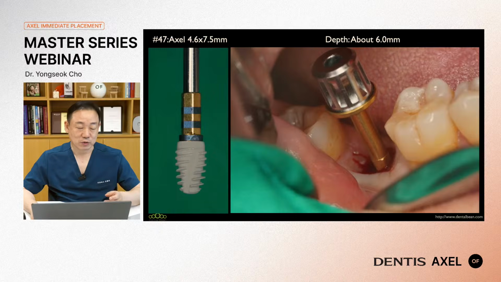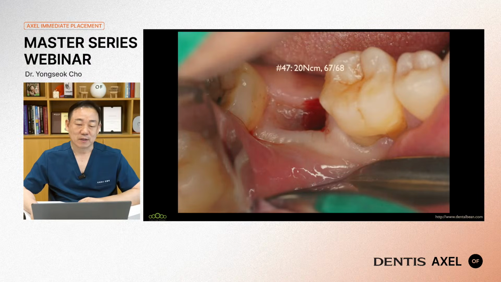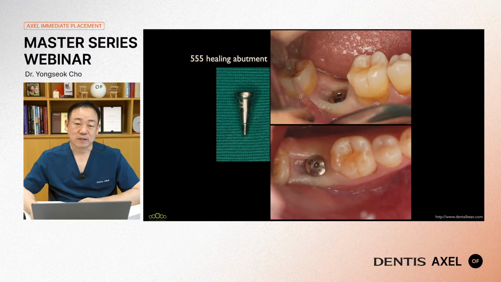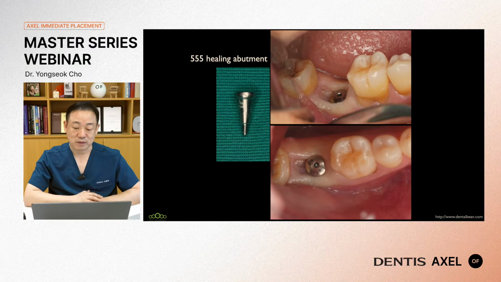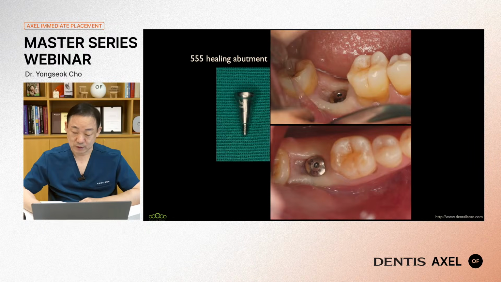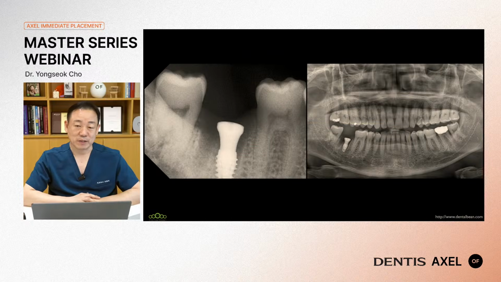So I used the drill as for normal bone. Finally, I could get stability of 20 Newton centimeter and ISQ value 67, 68. Here, I connected a 5 by 5 healing abutment. It is slightly under the gingival margin. It's no problem. Sometimes I connect a 5 by 5 by 7 healing abutment. This is a postoperative radiographic image. As I planned, the implant was well placed.